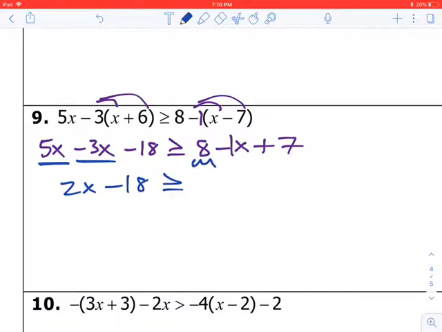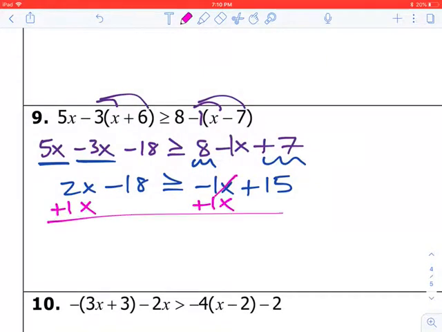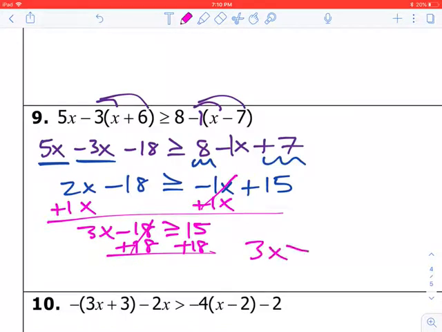On this side, we want to combine like terms as well. So that's 8 plus 7 is 15. And now, let's get that x on the same side. So add 1x to both sides. I've got 3x minus 18 greater than or equal to 15. Add 18 to both sides. And I got 3x greater than or equal to 33.